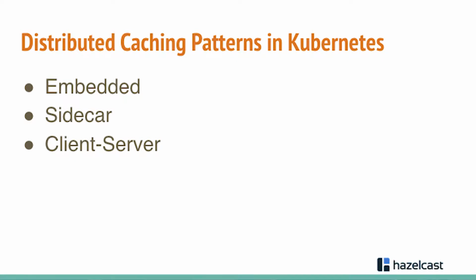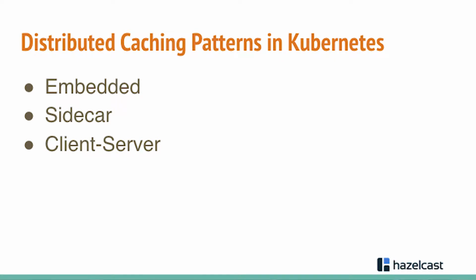container orchestration tool? How can you use this in the Kubernetes environment, and how can you apply it? So we see mainly 3 distributed caching patterns in Kubernetes. One is embedded, where you embed your distributed cache into your microservices. The second one is the very famous Kubernetes SideCar pattern. If you are into Kubernetes, you probably heard about the SideCar pattern.